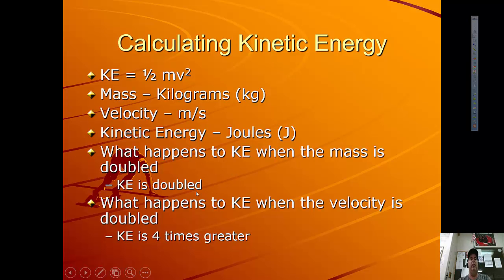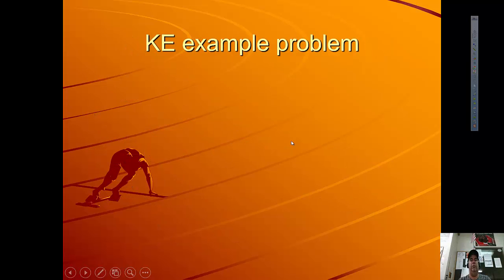Kinetic energy and mass, they're directly related. So if one goes up 2, the other one goes up 2. If one goes down 3, the other one's going to go down 3. But kinetic energy and velocity, they're directly related, but it's with that velocity squared. So as I said, if this got 2 times bigger, this got 4 times bigger. If this goes down 4 times, this goes down 16 times.